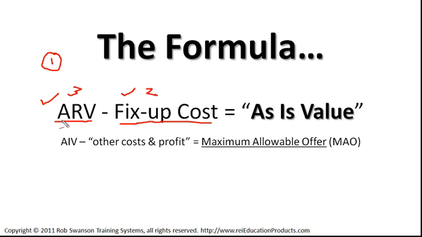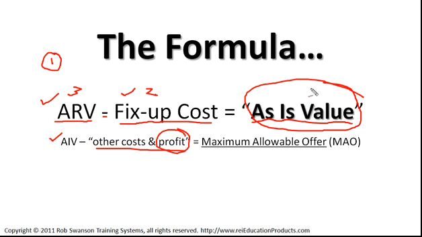Now, the after repaired value minus the fix-up cost equals what's known as the as-is value. Now, the way we get to our maximum allowable offer is we take the as-is value of the property minus the other costs and whatever profit you want. That equals your maximum allowable offer. That's how you determine the amount that you can pay, the maximum allowable offer that you can pay on any particular property. So many people have a hard time in this evaluation process, and I'll tell you, because most people spend too much of their time trying to figure out this number right here.